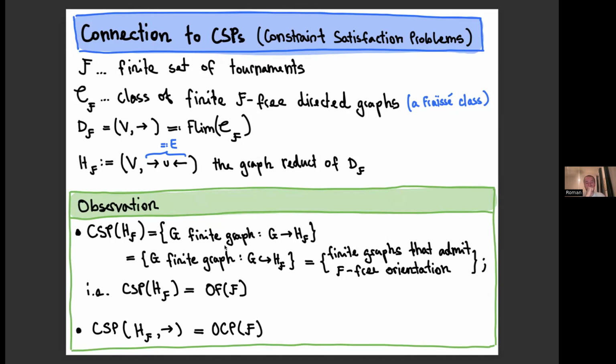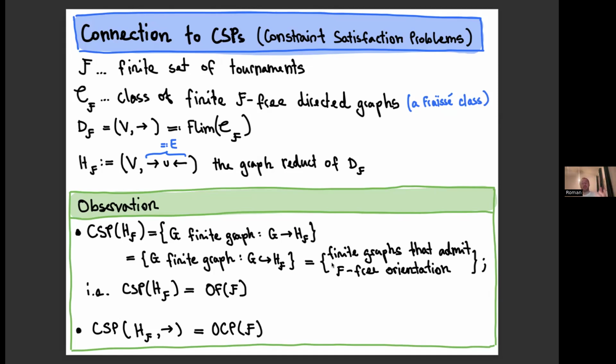I don't know actually why I put this third set here. You can immediately see that the set of finite graphs which homomorphically map into HF is exactly the set of finite graphs that admit an F-free orientation. Namely, if you have such a homomorphism from G into HF, then, as in the earlier example I gave, HF has an F-free orientation, namely DF. And this orientation you pull back along this graph homomorphism to G, and then it's easy to see that the orientation one obtains is actually F-free.